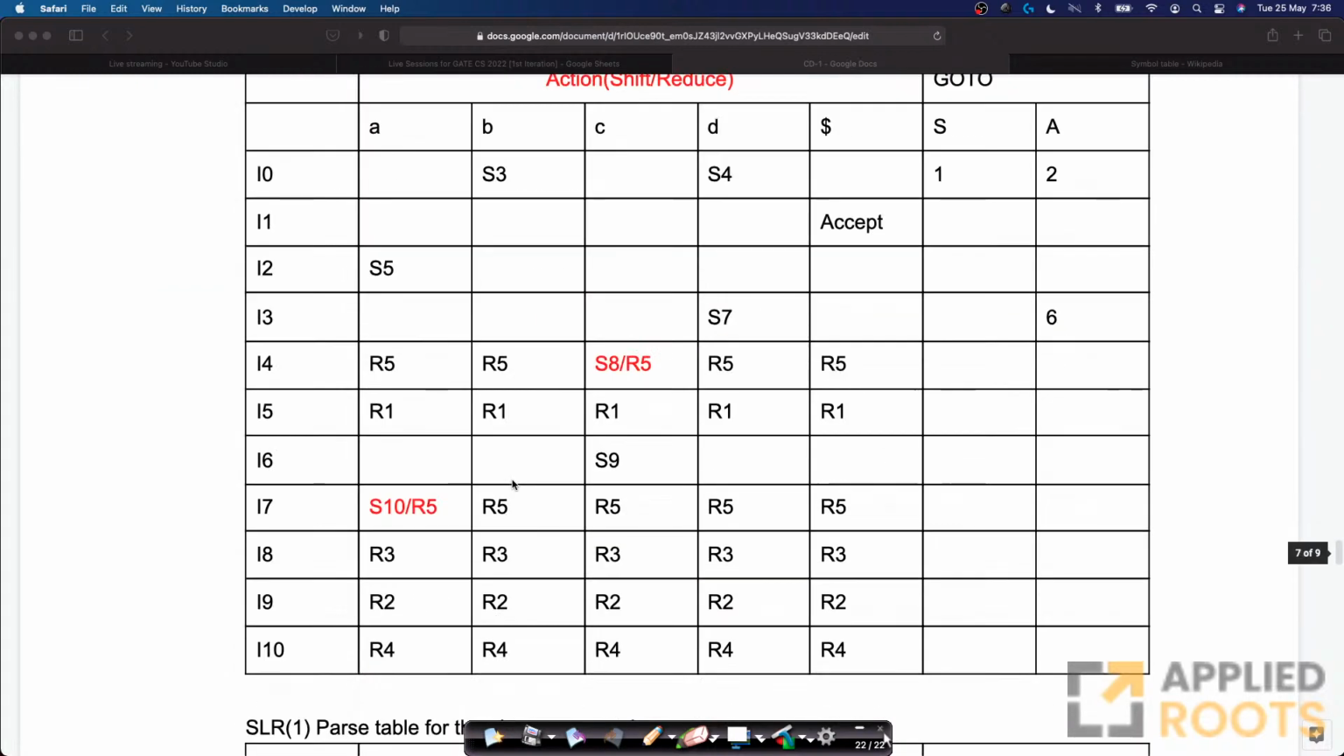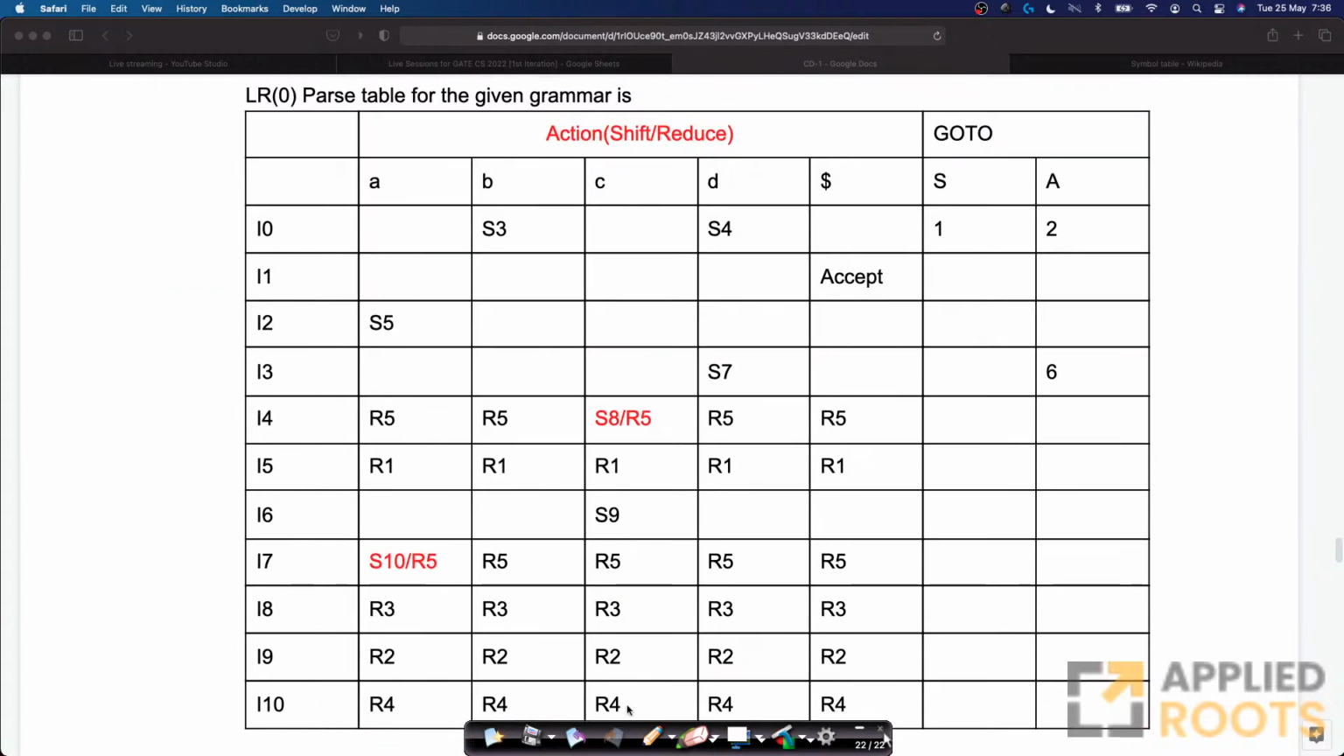So let's build the LR0 parse table. Okay, I've built the whole parse table. Again, the problems arise in I4 and I7. You can skip building the rest of the parse table and just build I4 and I7. How do we build it? When you're building an LR0 parse table, you write the reduction rule everywhere. This is reduction rule 5.